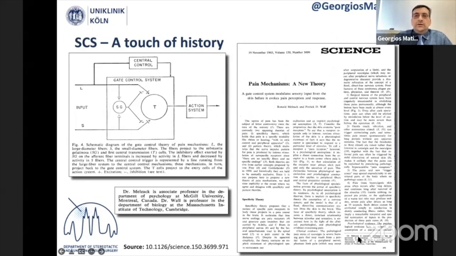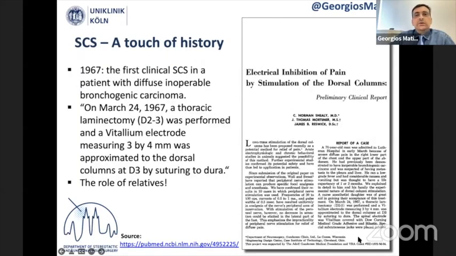Everything started with this article, published in Science 1965, "Pain Mechanisms: A New Theory." It is the well-known gate control theory, which states that the activation of large fibers inhibits the transmission of pain to the brain. Once again, 1965. The first clinical application took place in 1967, 2 years later.